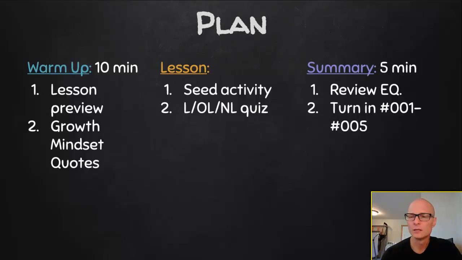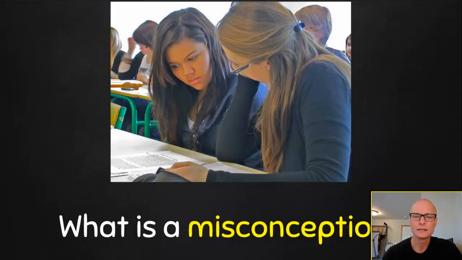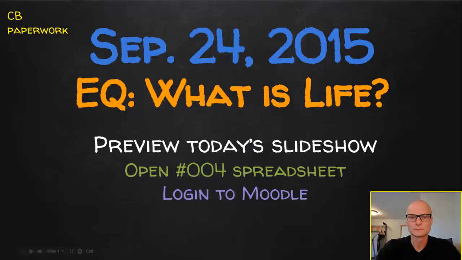And before we go, making sure we review the essential question, we turn in any assignments 1 through 5. And I also, before you go, introduce you to the idea of a misconception. And we talk about what sort of misconceptions might come along with our essential question that we want to extinguish.